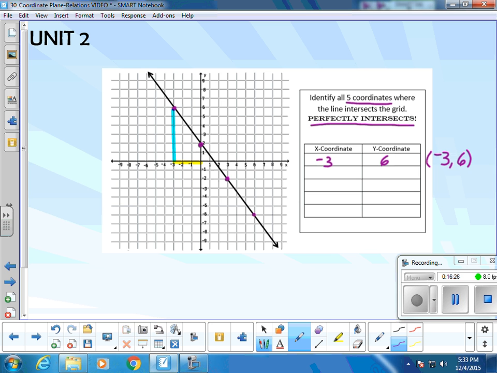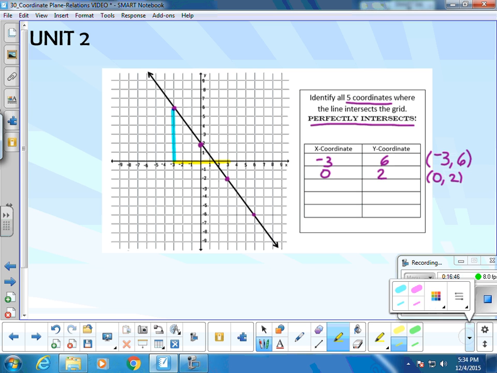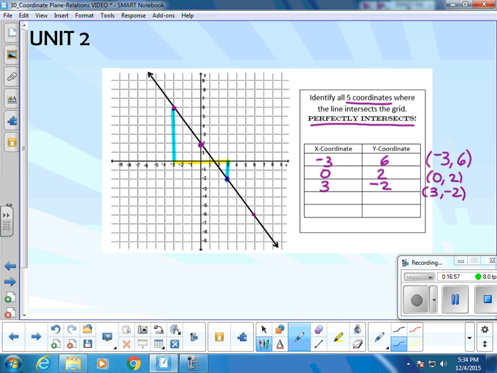If you look at your next point, I didn't move anywhere on the x. I'm still at 0, but I did go up 2. So my y-coordinate was 2. Your ordered pair would be 0, 2. Then my next point, I went over 3 on the x. I went this way. And then I went down 2. So I went over 3 and down 2. So my ordered pair would be 3, -2.